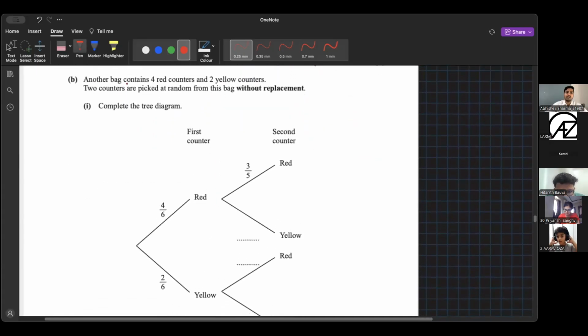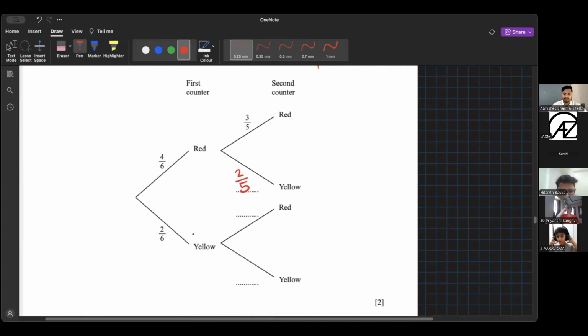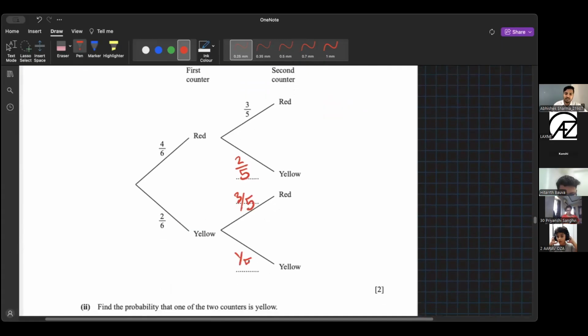Moving on to the second part, it says another bag contains 4 red. Red is 4, yellow 2, total 6. It says 2 counters are picked at random from the bag, this time without replacement. That means if they pick 1 marble from the bag, they are not going to replace it. Hence the total number of marbles will reduce by 1. So red is 4 by 6, yellow is 2 by 6. Then red is 3 by 5, yellow will still be 2 by 5. Second, yellow is 2 by 6, red will be 3 by 5 and yellow will be 1 by 5. Right?